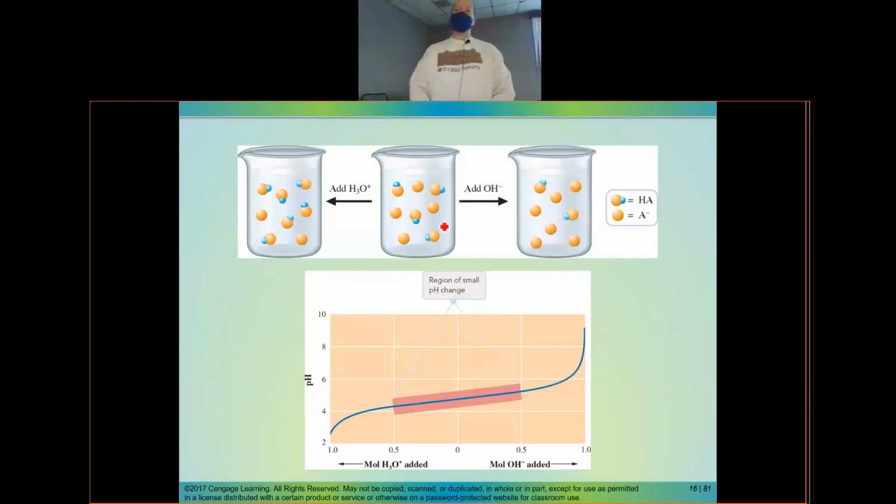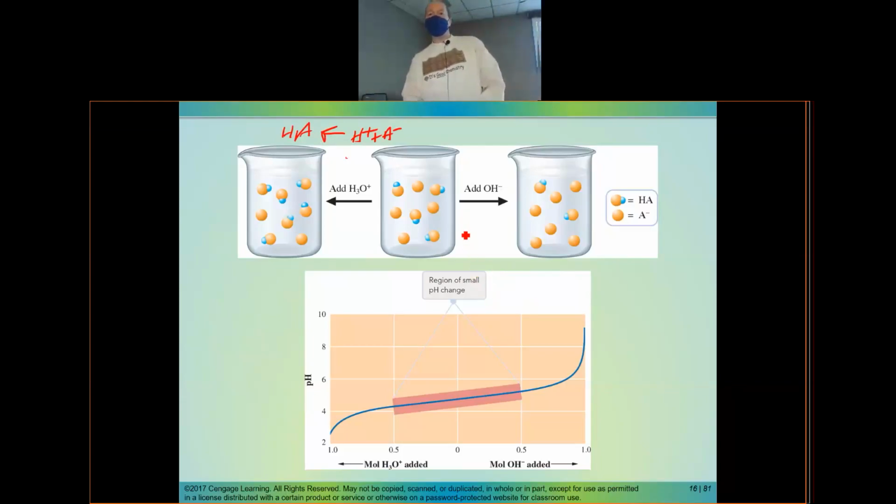And there is a capacity for your buffer. If you add too much H plus or too much OH minus, you would get a sharp change in your pH. But in the middle here, we have a buffer. When you add H plus, it reacts with the weak base, the A minus. So this reaction going this way, you have your H plus reacting with your A minus, and that's going to give you HA. So it's taking your strong acid and making it into a weak acid. That's what your buffer does.